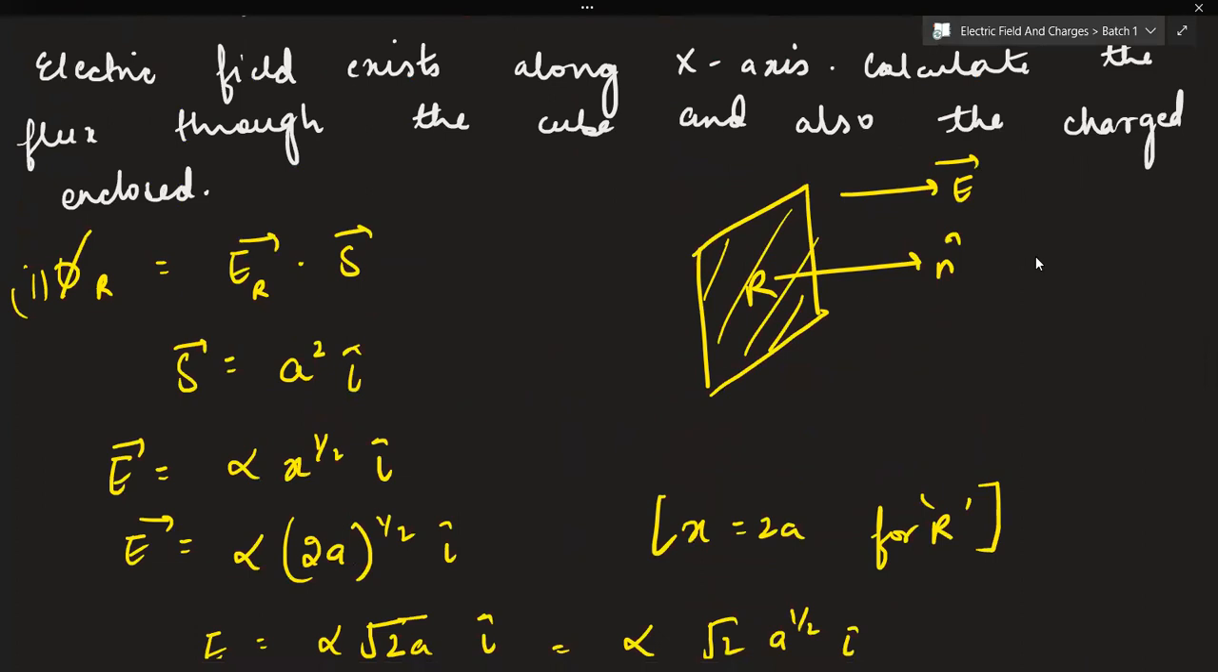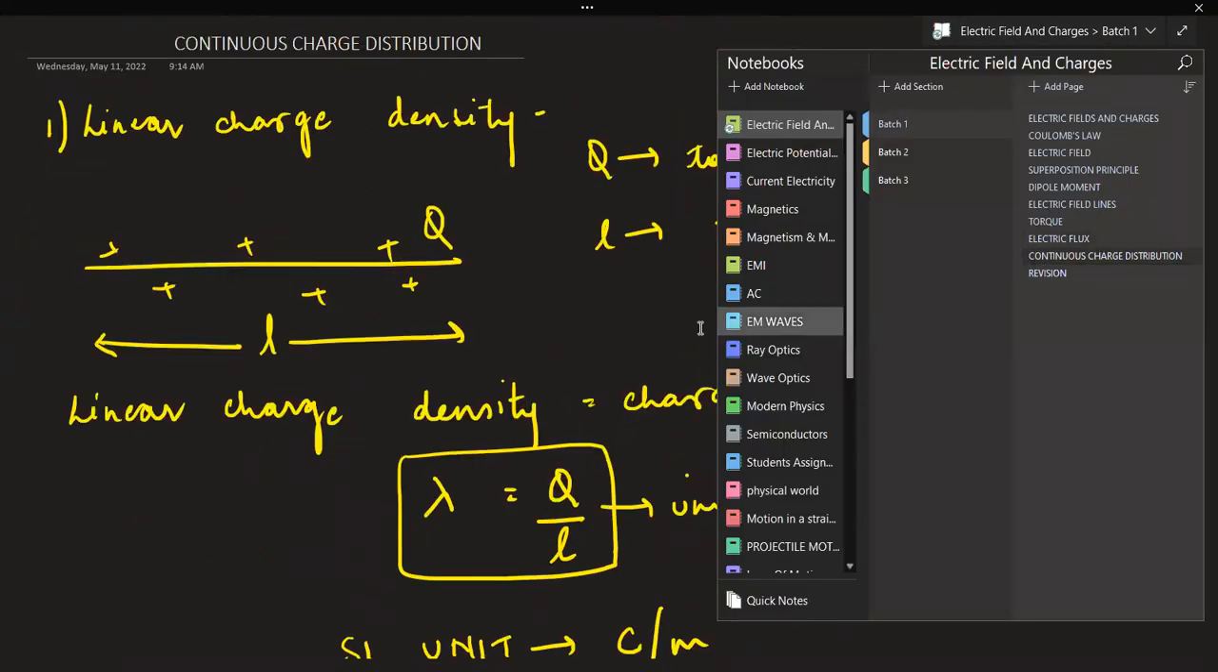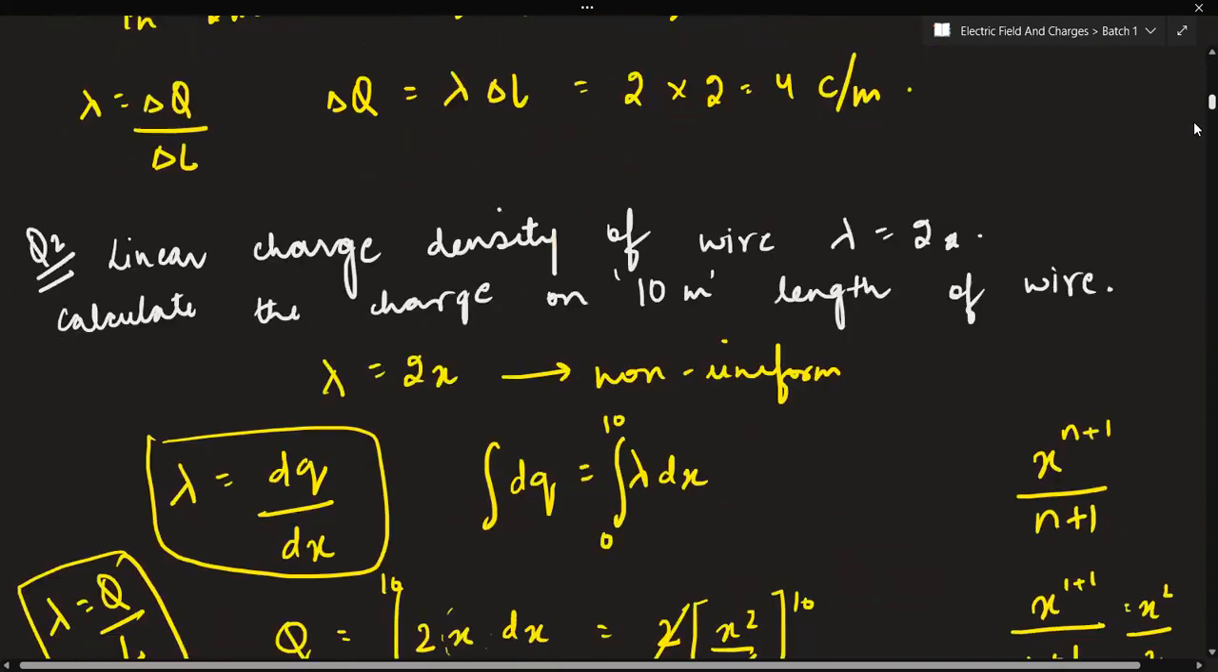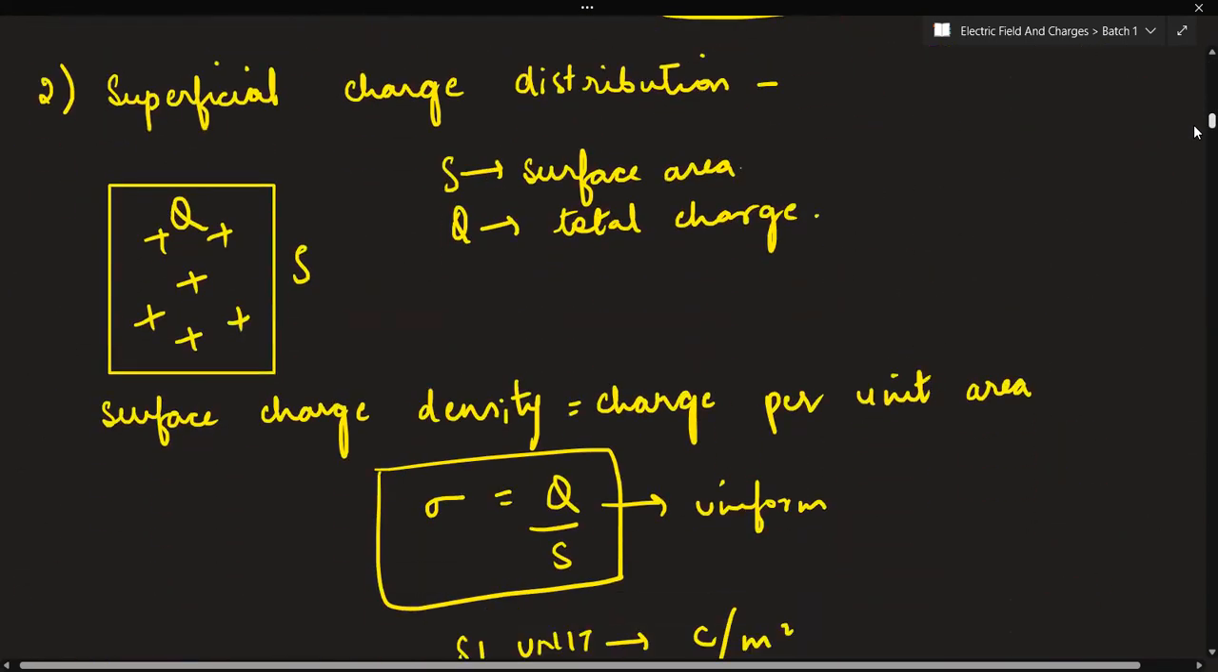And then continuous charge distribution, you know, lambda is Q by L, meaning three types of charge distributions. You have linear charge distribution, surface charge distribution, and volume charge distribution. So in linear charge density, you have charge per unit length represented by lambda. When you come to surface charge distribution, that is charge per unit area. So one dimension increases in the denominator.